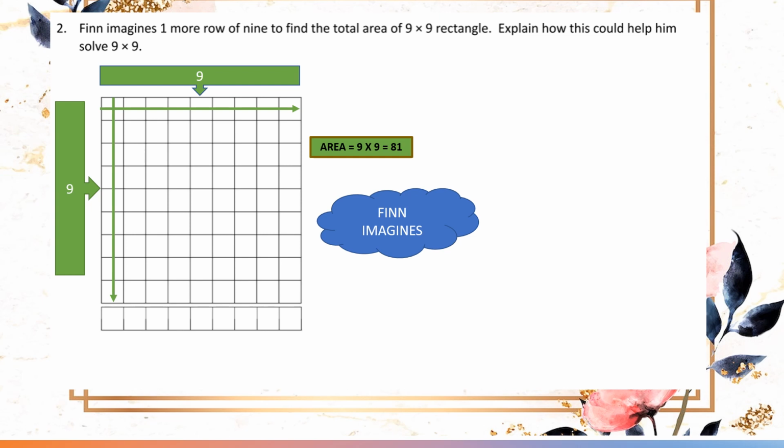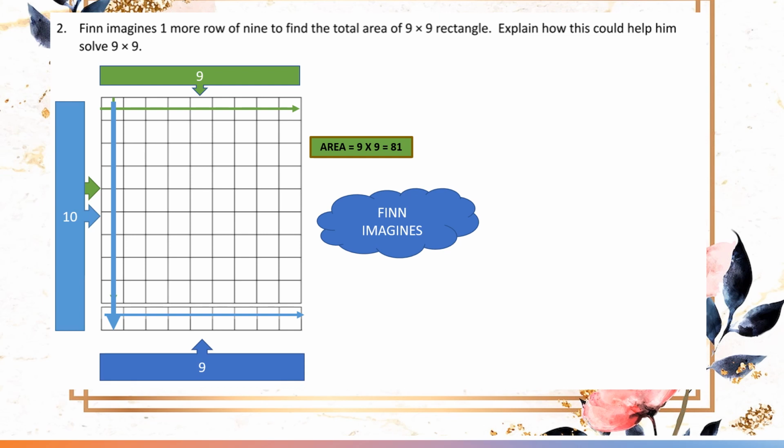So Finn is imagining this. I'm going to use blue lines to show you what Finn is imagining, okay? So Finn is imagining that instead of the length being 9, it's 10. And the width is still 9. So Finn's area equation would be 10 times 9 equals 90.